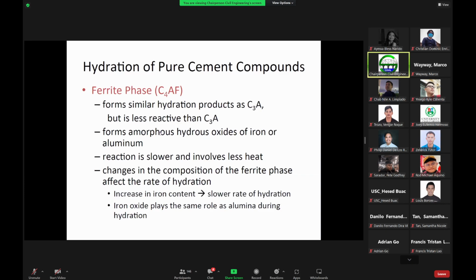So it forms amorphous hydrous oxides of iron or aluminum, and the reaction is slower and involves less heat. So your cements which have a low composition of C3A but a high composition of C4AF, remember, that is your type 2 and type 5. Those two cements are more resistant to sulfate attack. When you lower the C3A and increase the C4AF, which is less reactive, you improve the sulfate resistance of your cement. Because when you have a larger composition of this C4AF, remember the third reaction sa previous slide, it doesn't occur. Your reformation of ettringite from monosulfoaluminate does not occur when you have this high C4AF.